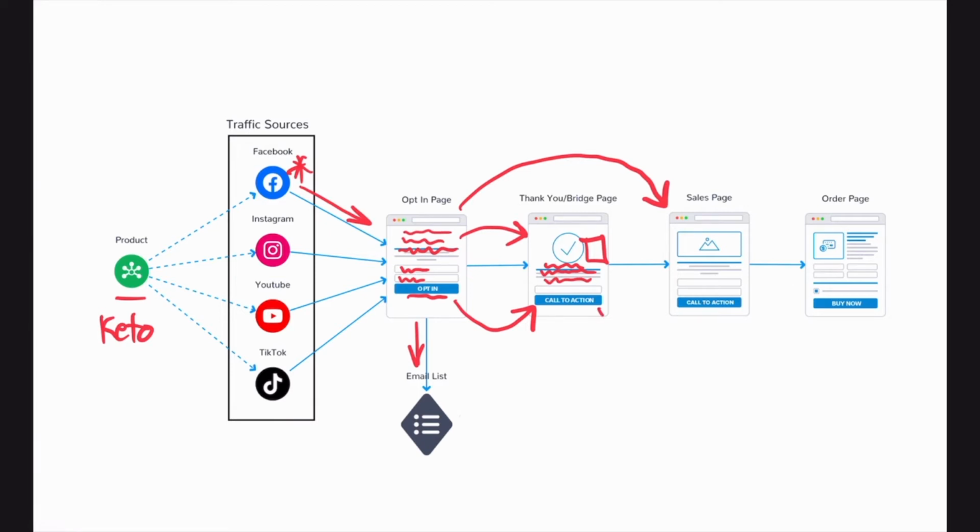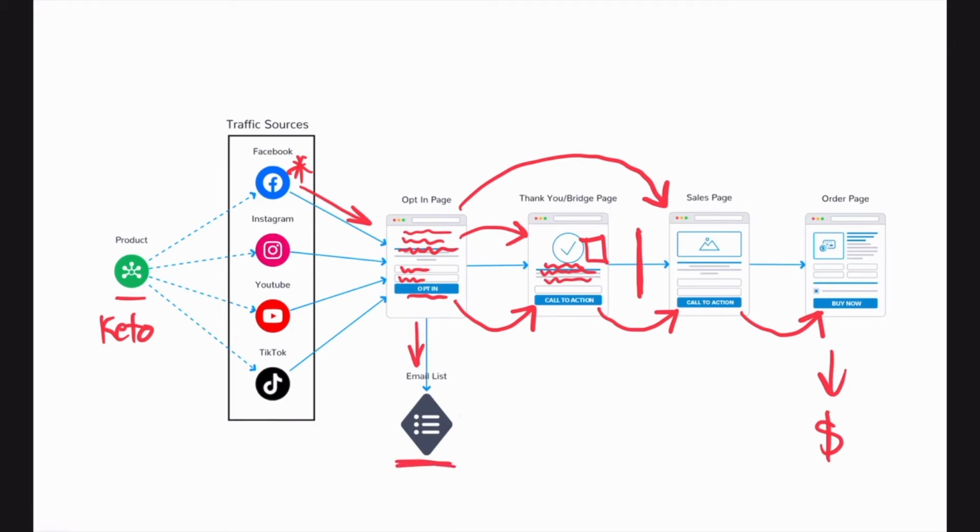So then from there, the call to action, right? It's gonna take you to the sales page. Again, this is where you leave off. You have no control over the sales page or the order page. And then once the customer gets to that order page and they purchase, there's your commission. But the extra added benefit here is you now have an email list.